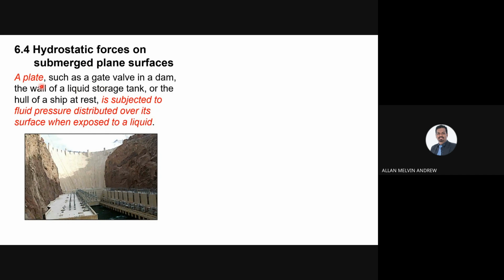Okay, so a plate such as a gate valve in a dam, the wall of a liquid storage tank, or the hull of a ship at rest is subjected to fluid pressure distributed over its surface when exposed to a liquid. Let's say you have a dam. We always see this. We call it a gate valve. Normally the dam will have a lot of gates: gate one, gate two, gate three, depending on the water level.